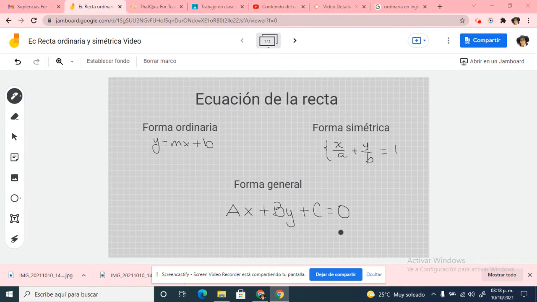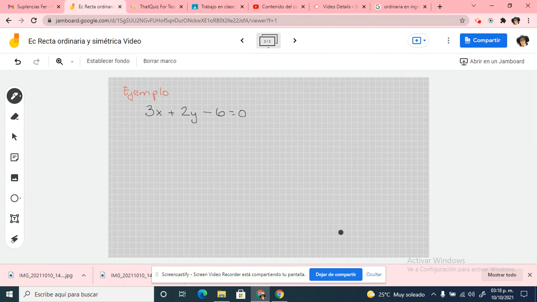So we're going to transform it first into the ordinary form, which, as you remember, helps us to graph, and then we're going to transform it into the symmetrical form, which will also help us to graph. Okay, so let's start with the ordinary form. So here is an example. Our goal is to find this formula, which is going to be the same but written in different ways.